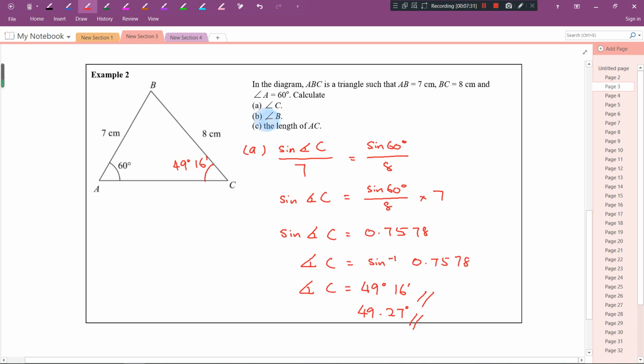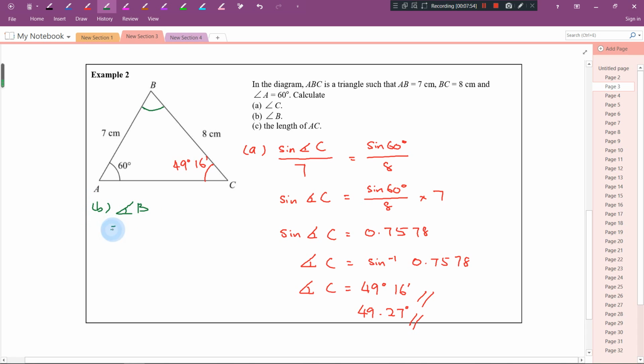Now I want to get the angle B. It will be very easy, because you know that the sum of the interior angles of a triangle is always equal to 180 degrees, right? So just take 180 degrees minus this and this, and you will get the angle B. Let me write over here.